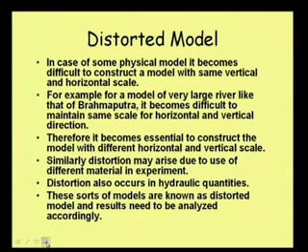Well, then we talk about another issue in the model, that is the distorted model. Because for some problems, when we talk about geometric similarity, we are talking about a length ratio all the time. But if we try to maintain the length ratio, that means in the horizontal scale and in the vertical scale, we will have to maintain the same length ratio.